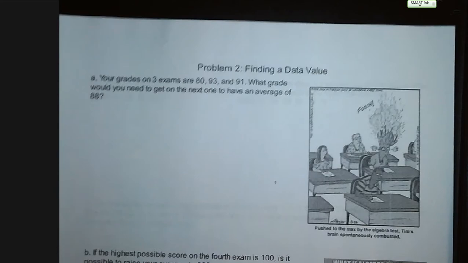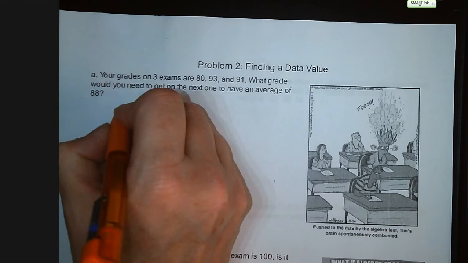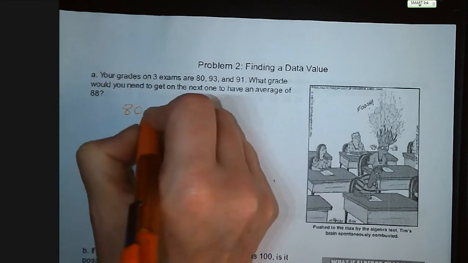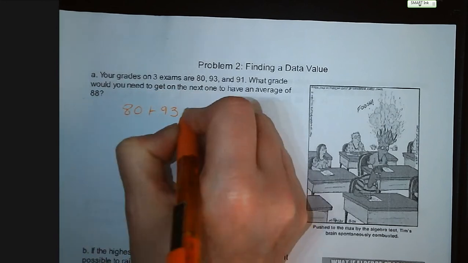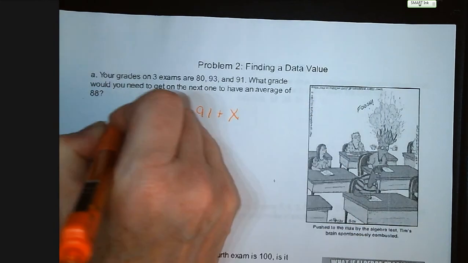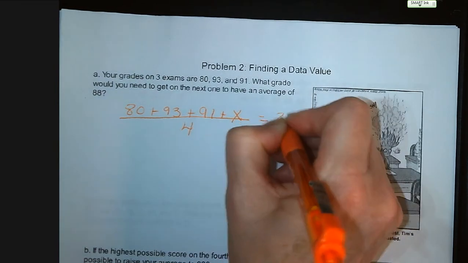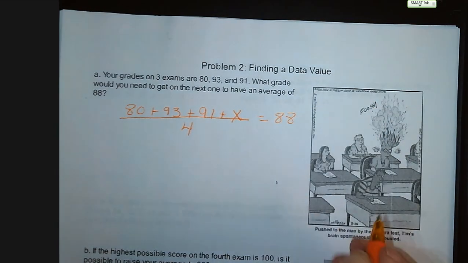All right, so problem number 2, finding a data value. We've done a little bit of this in the past when we were solving inequalities and solving equations. But your grades on 3 exams are 80, 93, and 91. What grade would you need to get on the next exam to have an average of 88? So you add the 3 scores up plus the unknown and divide by 4, and that's equal to 88.